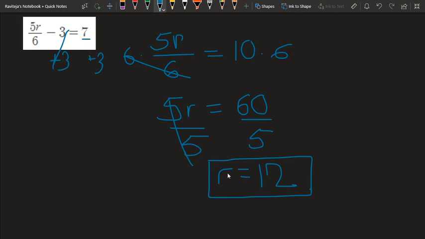So that is, in fact, how you do use the multiplication and division operations to solve for x in certain equations.